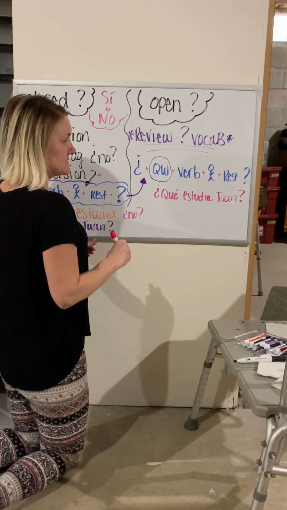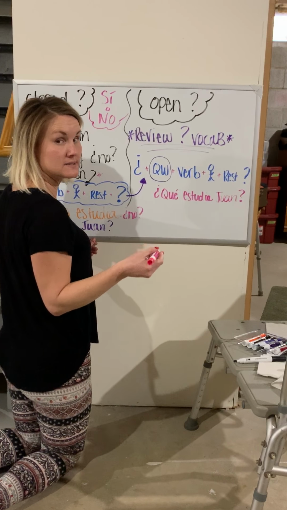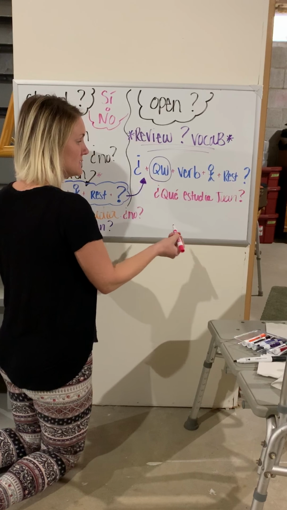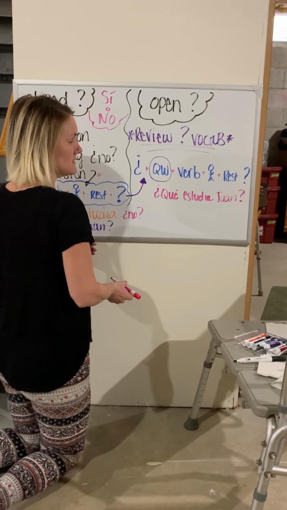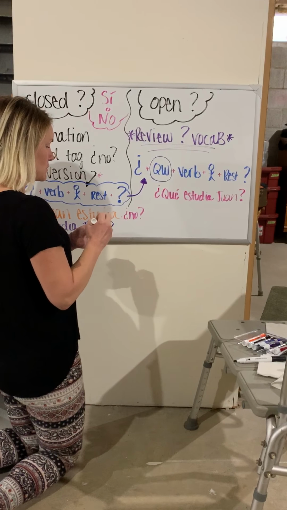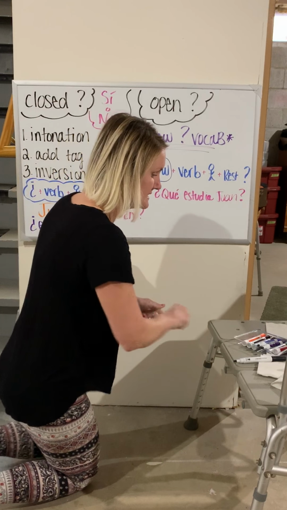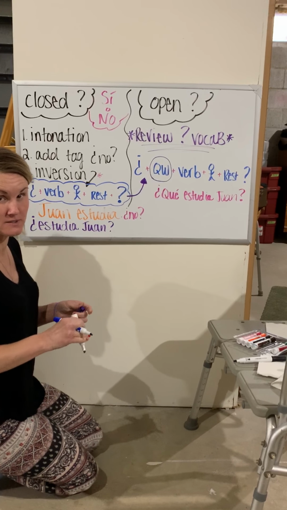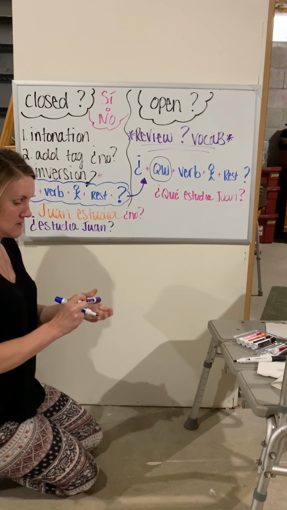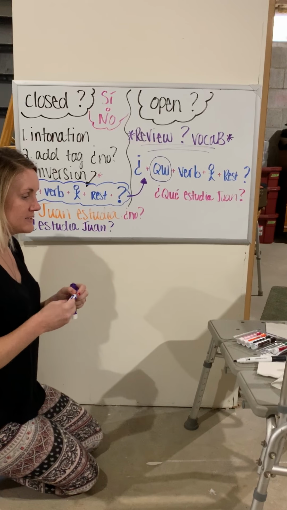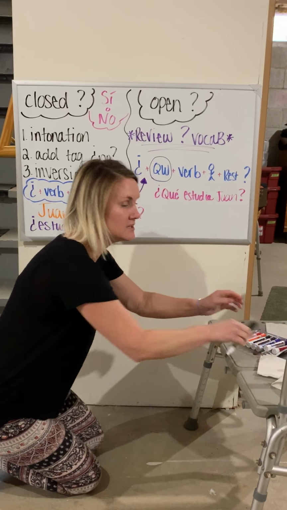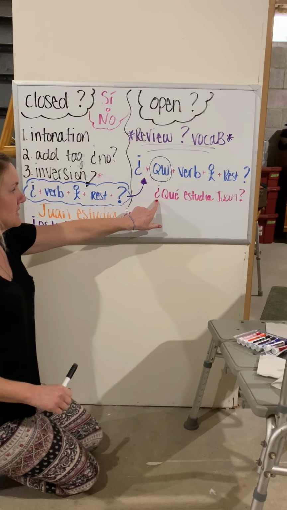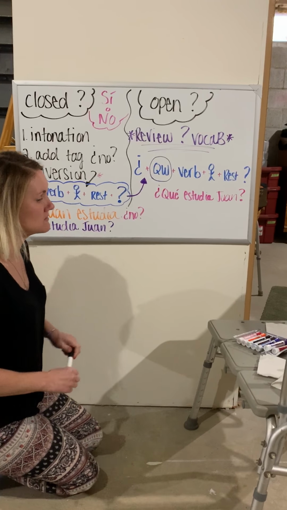If I wanted to ask, where is Juan studying? Then I would change this to dónde, because that means where. ¿Dónde estudia Juan? Okay, so that is how you form questions in Spanish. The biggest thing to remember is verb comes first. Okay, verb comes first. All questions in Spanish have 2 question marks. That's different from ours. Upside down one to start, regular one to end.